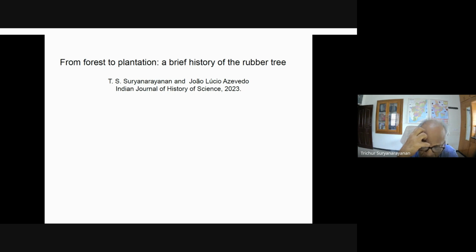The latex from the tree was collected from the Amazon forest and sold by certain merchants in the Amazon to the rest of Europe and many other countries. Now, the problem was they couldn't grow rubber trees in a plantation. The reason being, when the trees are close together in a plantation, of course, it's a monoculture. You will have rubber trees in several acres. But when the rubber trees were grown together, there was a fungus which infected and spread and killed all the rubber trees very quickly.